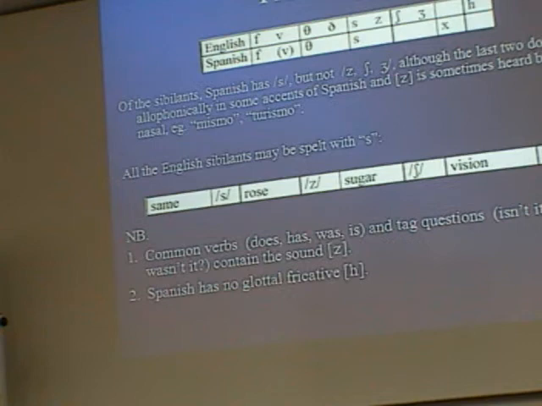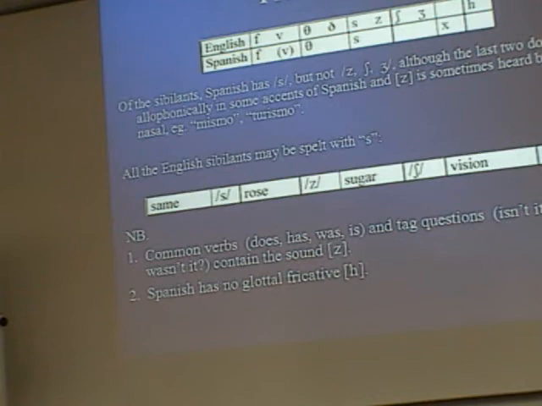Now, common verbs in English, like does, has, was, is, and the tag questions, isn't it, wasn't it, they all contain the sound z, not s.